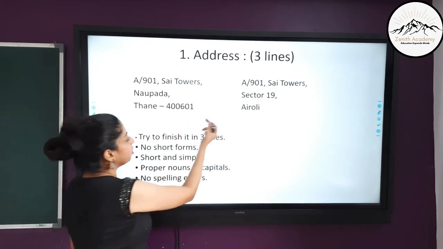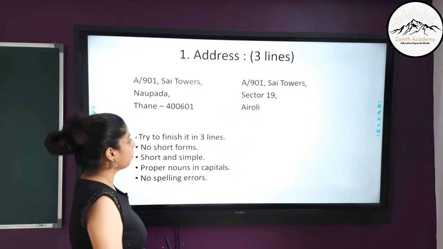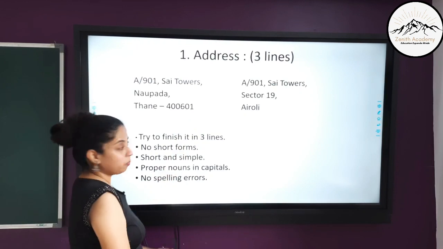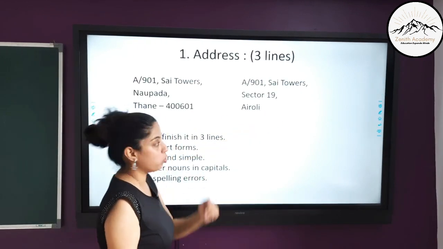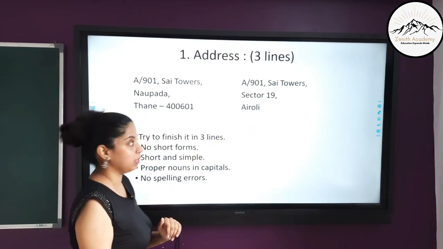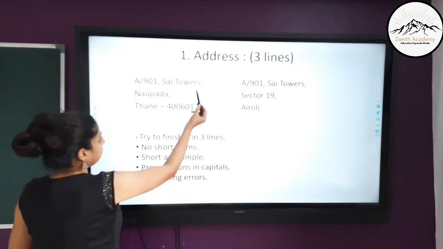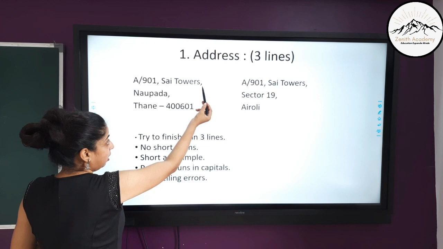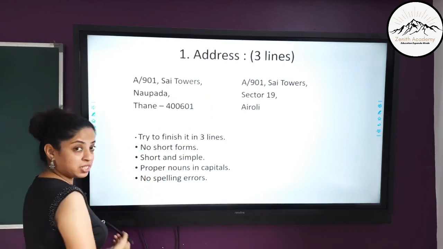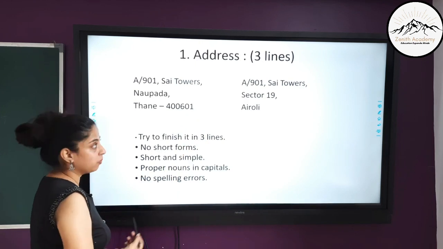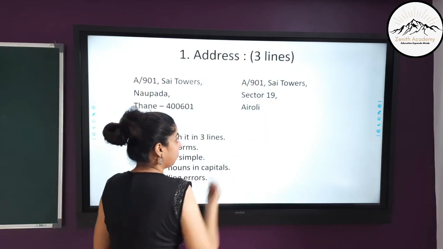I've given the address here in 2 formats. In the first format you can see that I've written a pin code. In the next format there is no pin code. Both are allowed in ICSE. See the first line: there is a comma at the end of the first line, a comma at the end of the second line, but no comma or full stop at the end. Here also you can see the same thing.